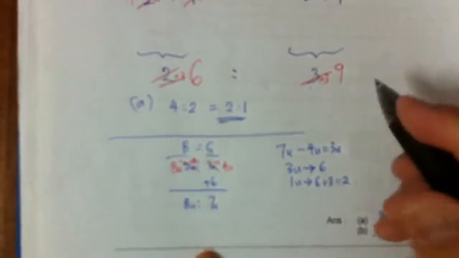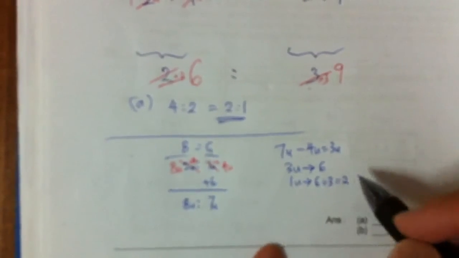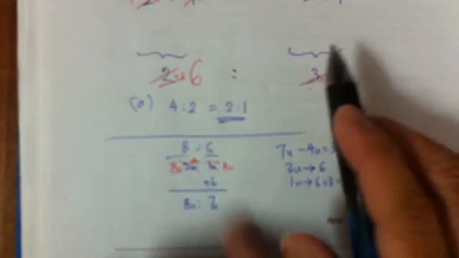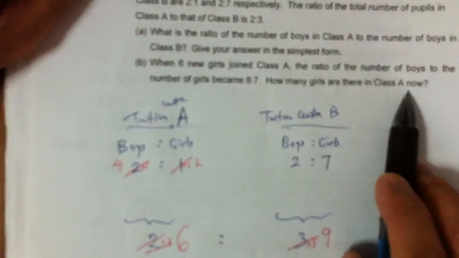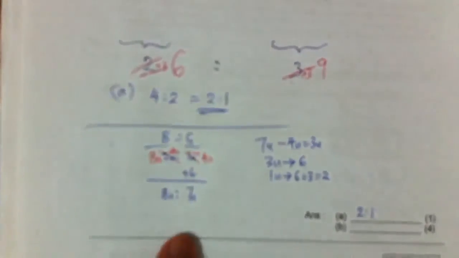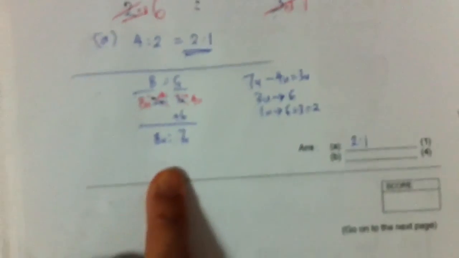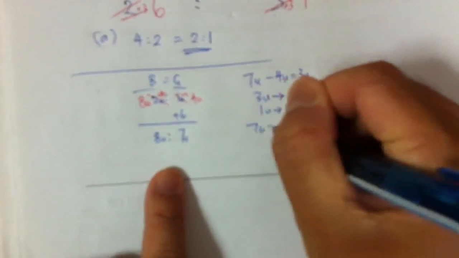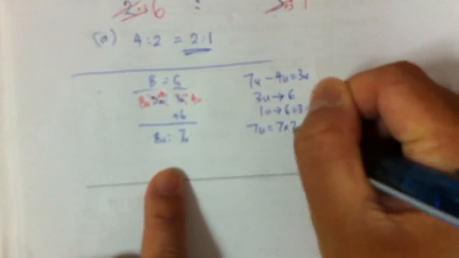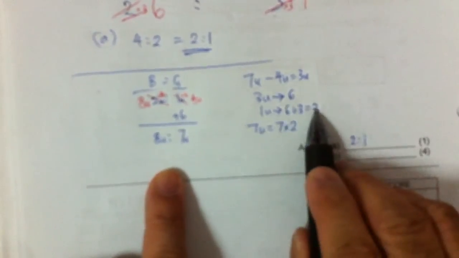Having done that, we are now able to find out how many girls there are in class A now, and that is basically 7 units, being equal to 7 times 2, where 1 unit is actually 2.